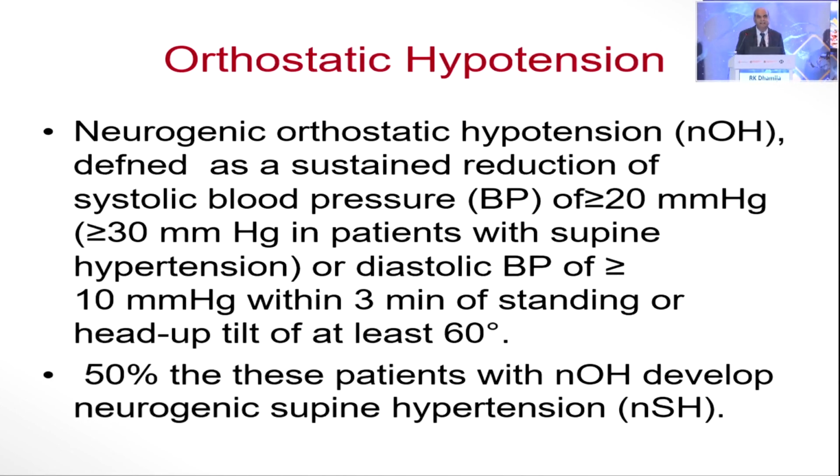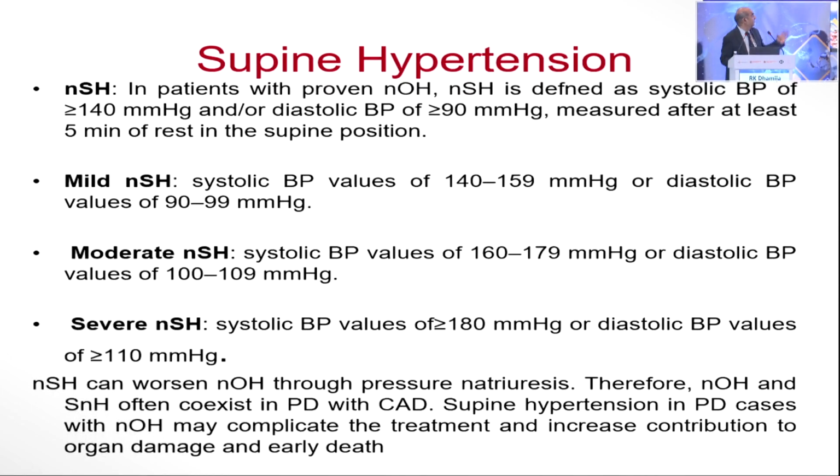But the more important thing is that patients who have orthostatic hypotension also have supine hypertension, which is a neglected part. Having orthostatic hypotension is one component, but measuring supine hypertension is another, more important complication which is unnoticed and often neglected in our practice. So what is supine hypertension? Neurogenic supine hypertension in a proven case is defined as systolic BP of more than 140 and/or diastolic of more than 90, measured after at least 5 minutes of rest in the supine position. That's the standard definition.